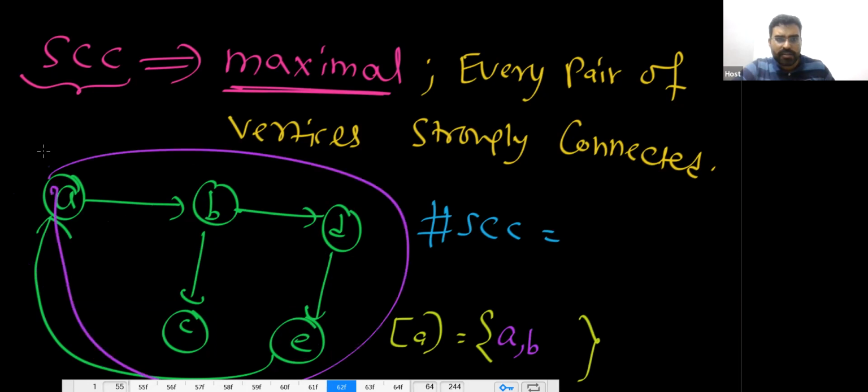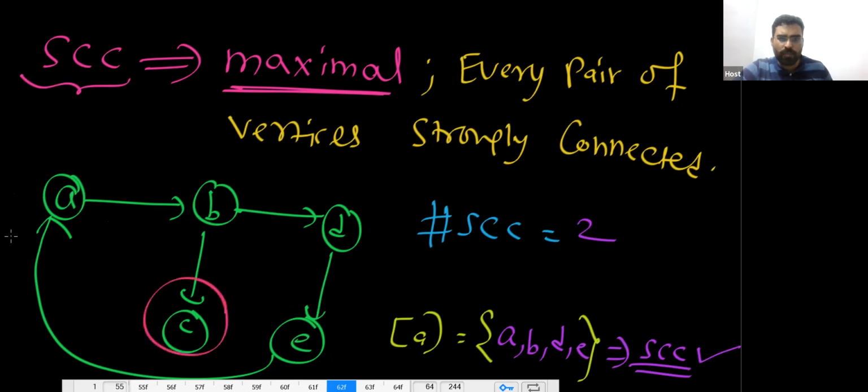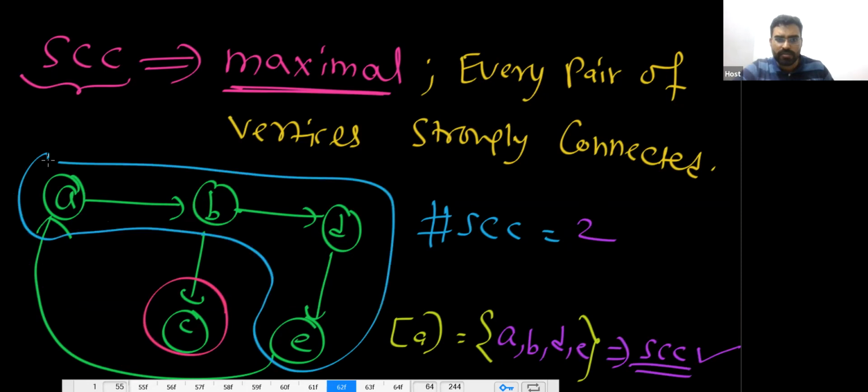So you can notice that these vertices A, B, D, E are strongly connected. This is a strongly connected component, I can say this is an SCC. And there is another strongly connected component, that is C. So this is your S1, this is your S2. The concept is very simple.